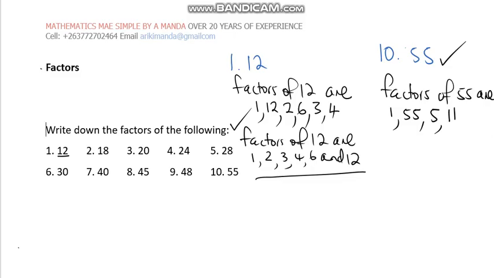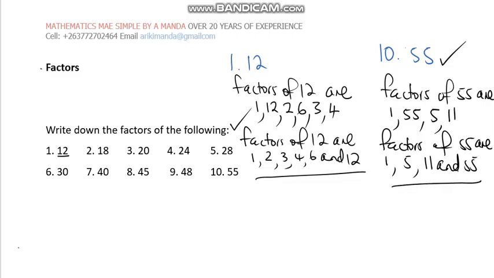So I'll write the factors in order from the smallest. I'll write properly. I'll say factors of 55 are 1, 5, 11, and 55. This is the answer. This is fairly simple.